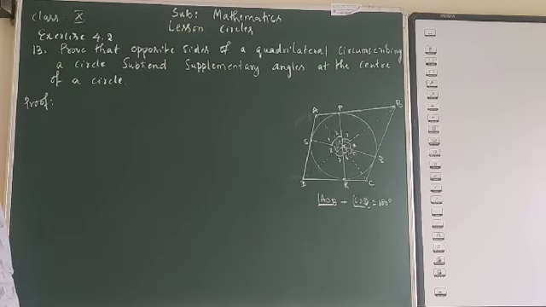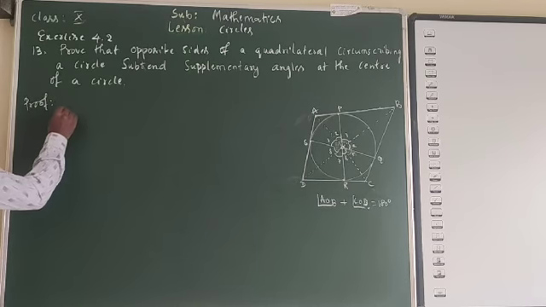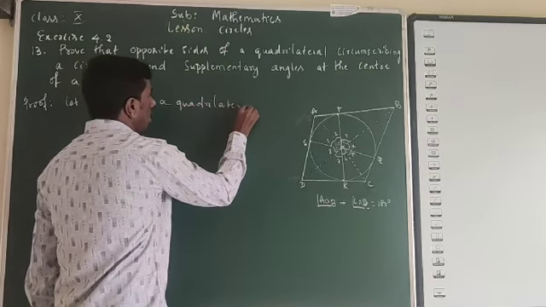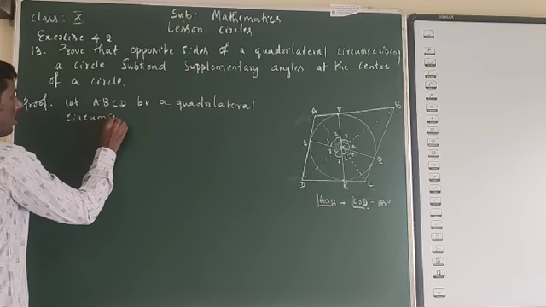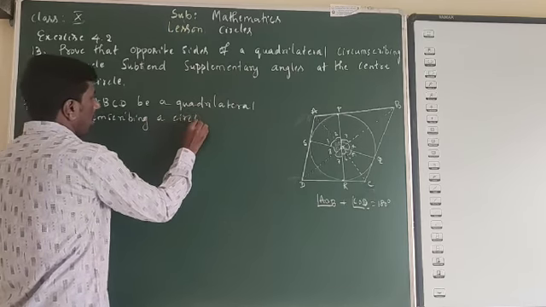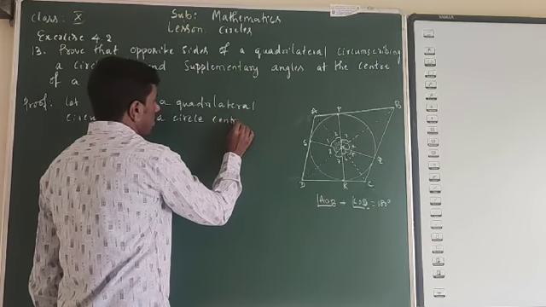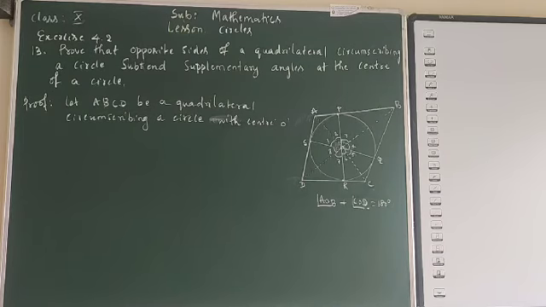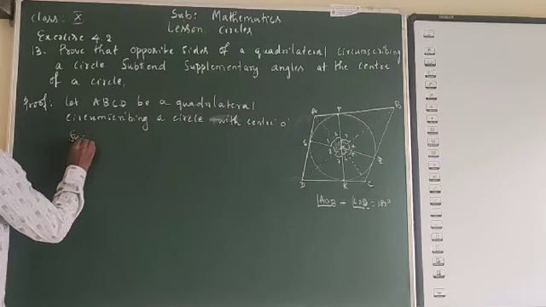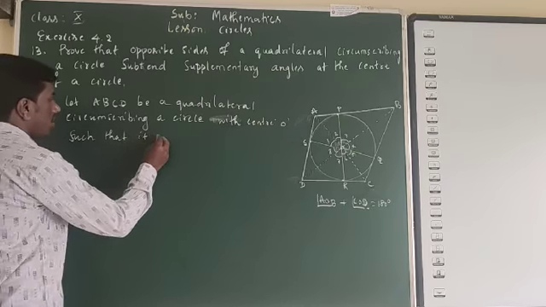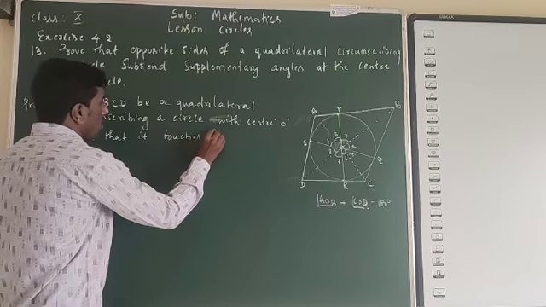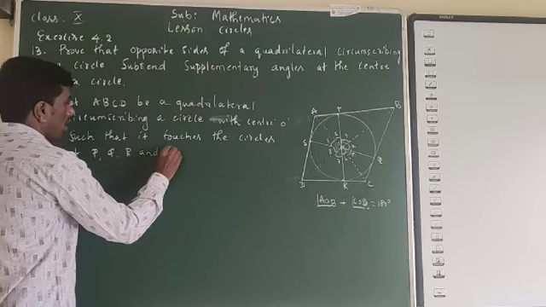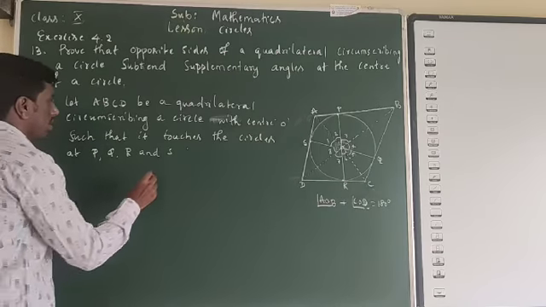Right? Now let me write that. Let ABCD be a quadrilateral circumscribing a circle with center O, such that it touches the circle at points P, Q, R and S respectively.